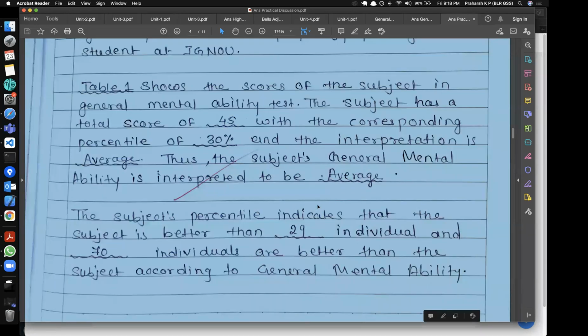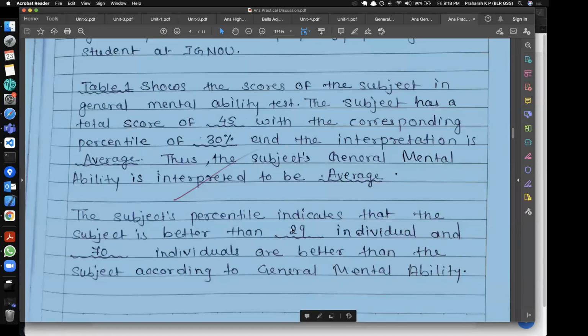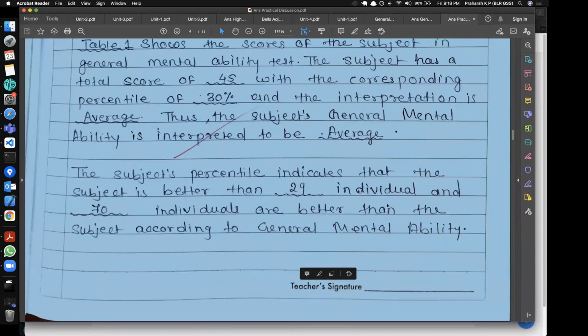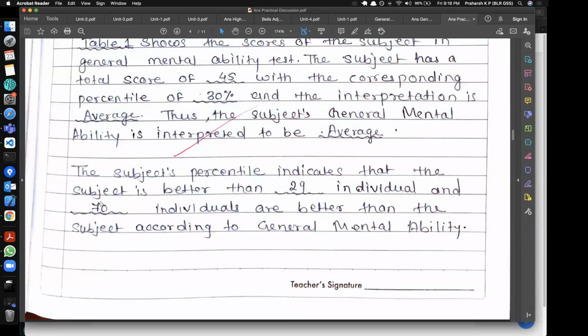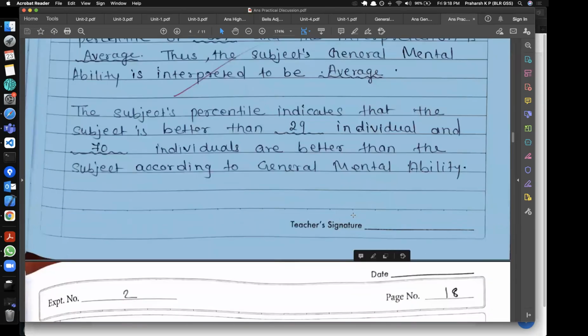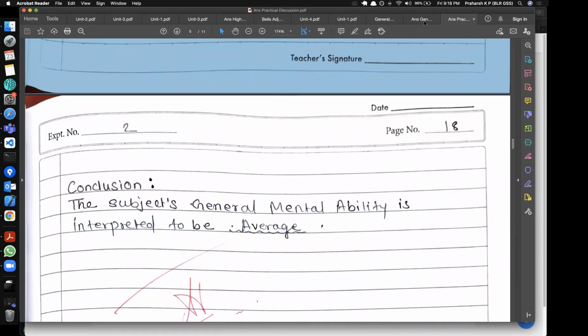The subject's percentile indicates, again we saw that, he is at 30, that means 29 people in a sample of 100 are going to be below him, and 70, this should actually be 69, but 70 is also okay, 17 individuals are better than the person, according to the GMA test. Conclusion: the subject's general mental ability is interpreted as average, which we very easily found from the table.